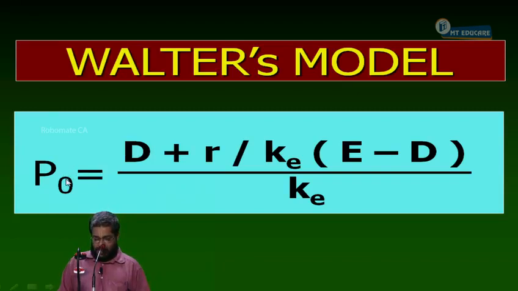What is the price of the share today? 42. Do we know R? Yes. What is R? 20%. Do we know E? Yes. What is E? 6 rupees. And D we should find out. But we should have KE. Do we have KE or not?